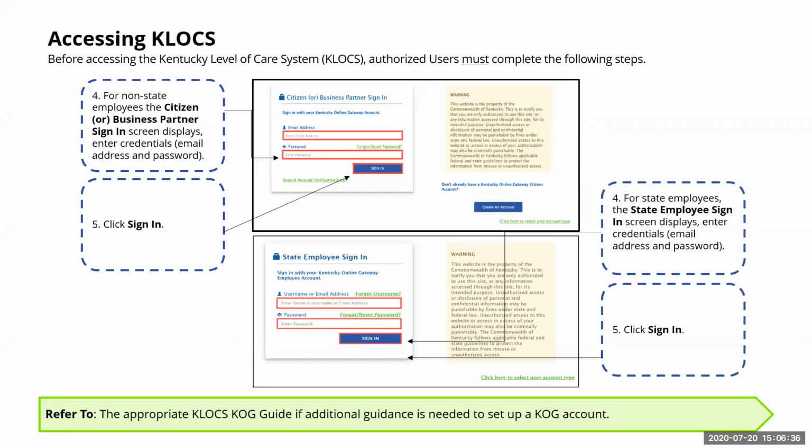And then next up, depending on which one you click, if you're not a state employee, then you'll see the top screen. It'll say citizen or business partner sign in. You're going to want to enter the email address that you created your COG account with. You're also going to want to enter the password that you chose. So you set your own password and then you click sign in. If you are a state employee, then you're going to see that state employee login and you'll enter the same credentials as well. And then friendly reminder, there are COG guides available on that KLOCS webpage for you to reference to assist with this process.